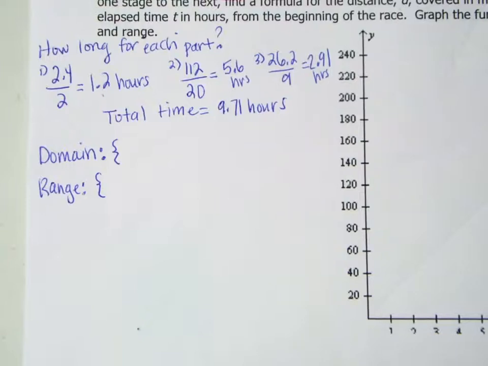In the context of this problem, what is the input, which would correspond to the domain? Carly? Time. So if time is the input, what's the domain? Carly, what do you think? Is it like the whole domain of like every part? Like all three pieces? For the whole thing, for the whole triathlon.